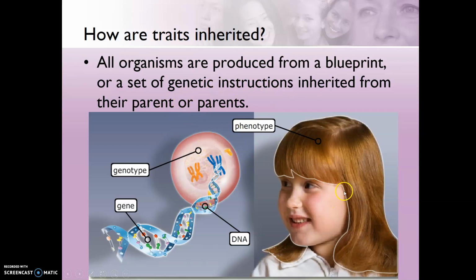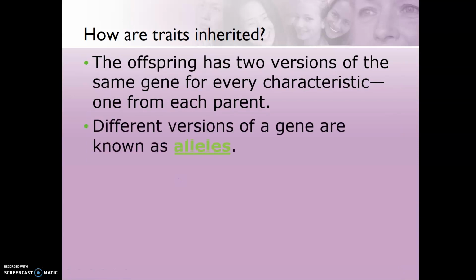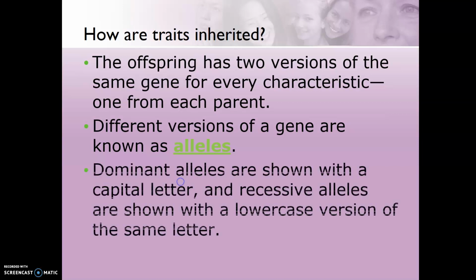So in this case of a human, a phenotype, you can think of the p-h as physical, what the physical appearance is, and the genotype is, think of the gene. It's what the gene says, okay? So phenotype is red hair, but the gene says these are the 2 genes that code for red hair. The offspring has 2 versions of the same gene for every characteristic, 1 from each parent. The different versions of a gene are called alleles. So you have an allele for your eye color from one parent and an allele for your eye color from another parent. So you have 2 alleles for eye color.